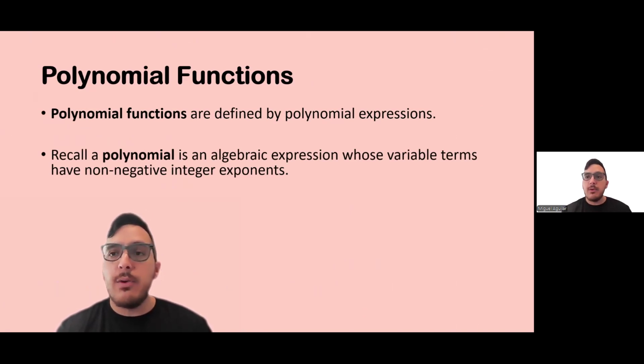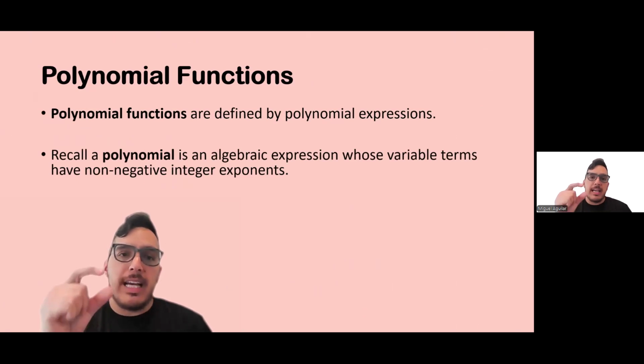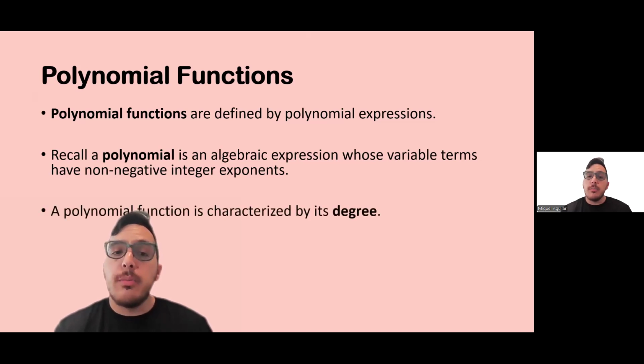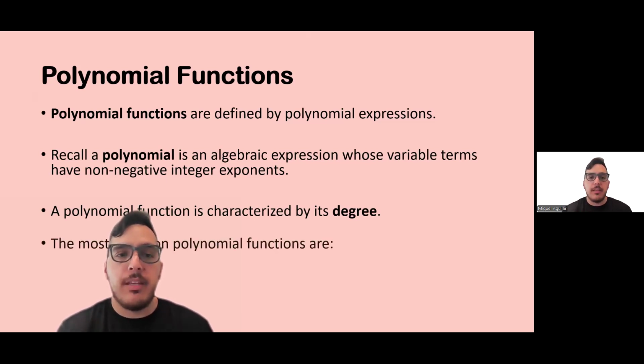That means that if you have like x with an exponent on it, that exponent has to be 0, 1, 2, 3, and so on. They can't be fractions. They cannot be negative numbers. Okay. A polynomial is characterized by its degree. And the highest exponent that you see in a polynomial function, that number represents the degree of the polynomial.